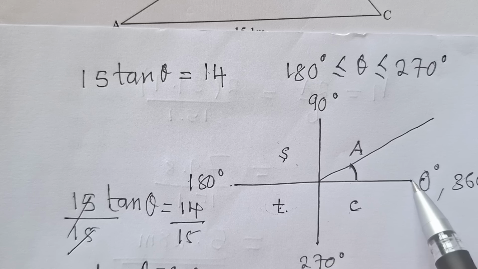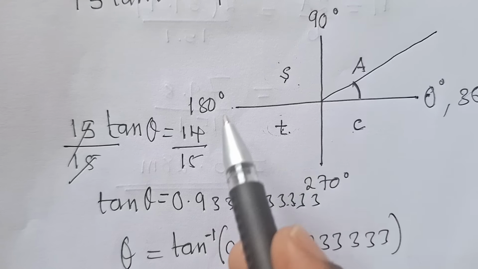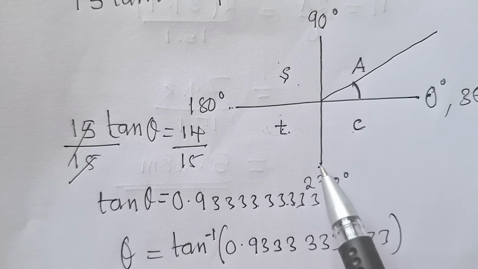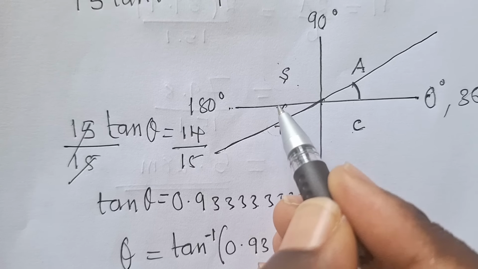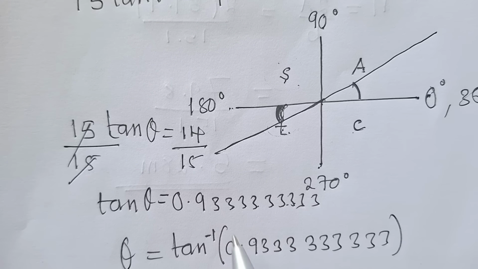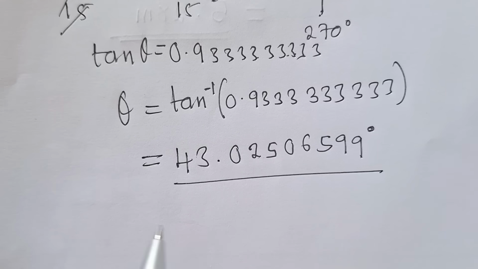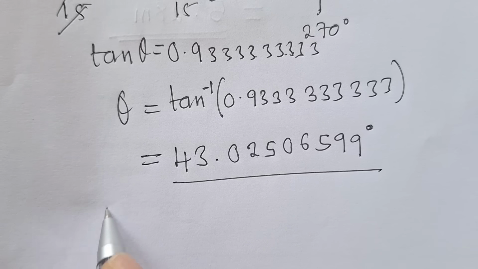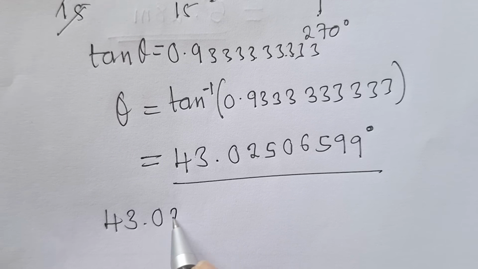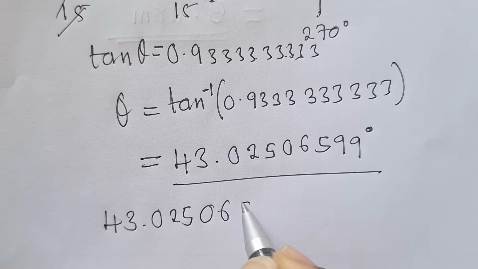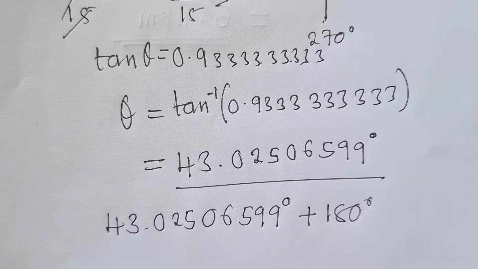But we don't want the solution which is between 0 and 90 degrees. We want the solution which is between 180 and 270. So our answer must be here. This is where our answer is. So we just get 180 plus the angle we found. So it will be 43.0250659 degrees plus 180 degrees.